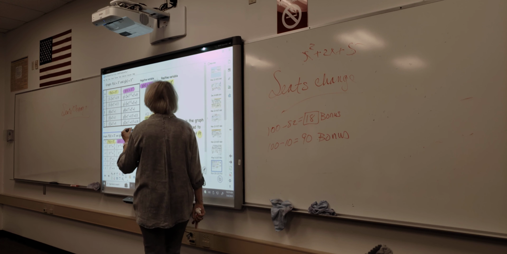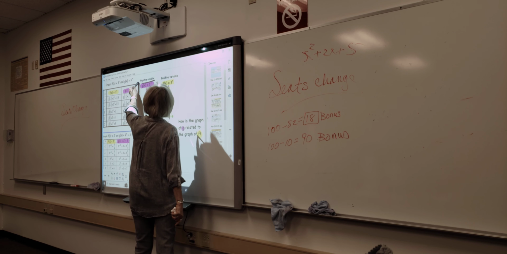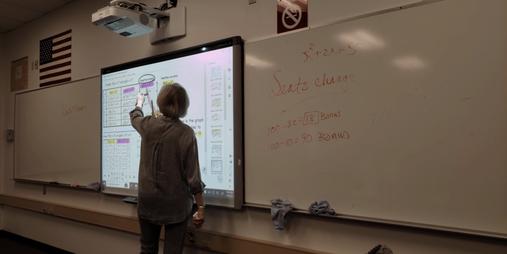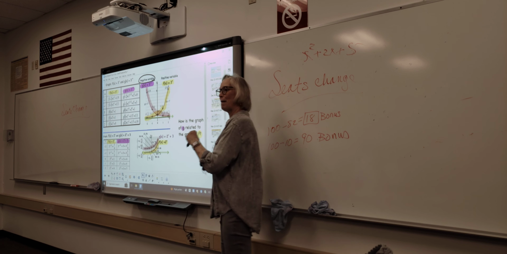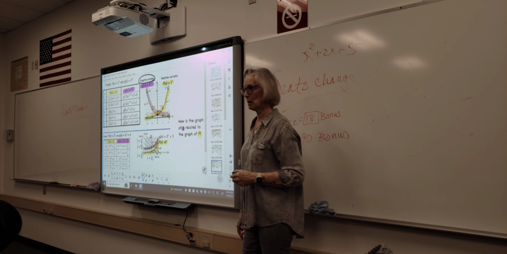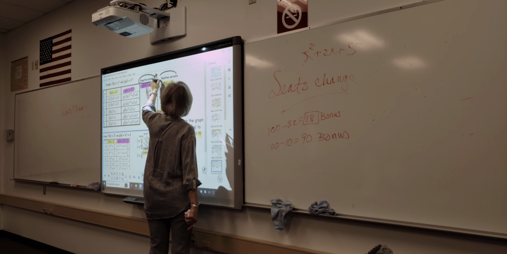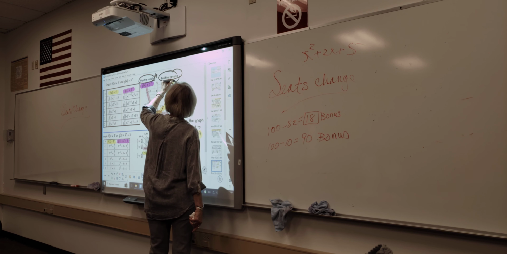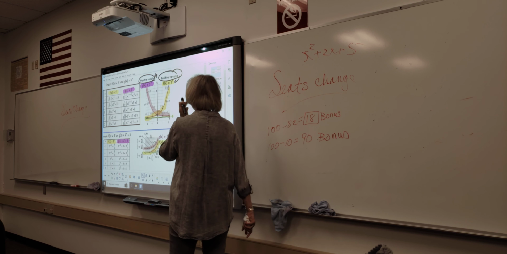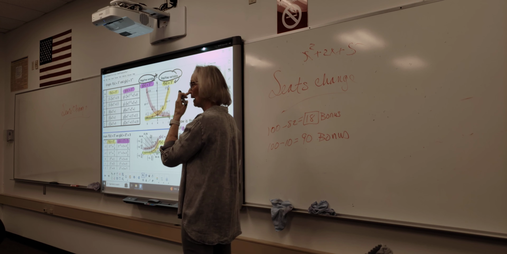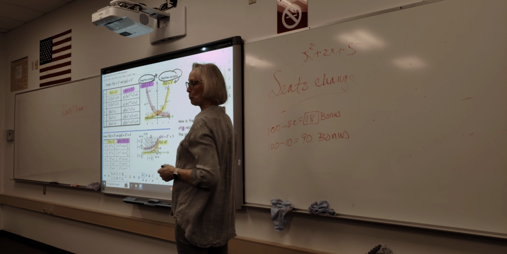All right, so when you have a negative variable, your swish will be backwards. When you have a positive variable, x, it'll be a Nike swoosh.